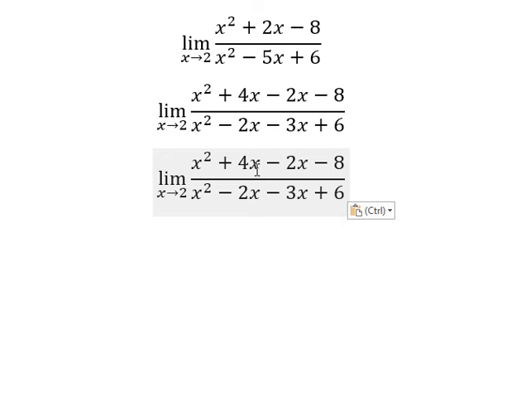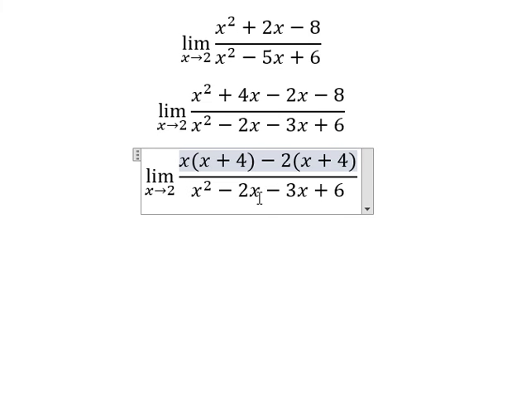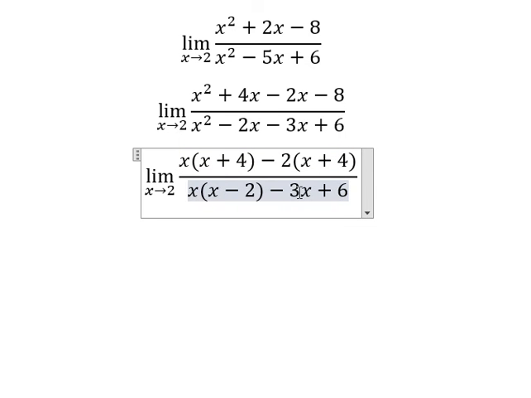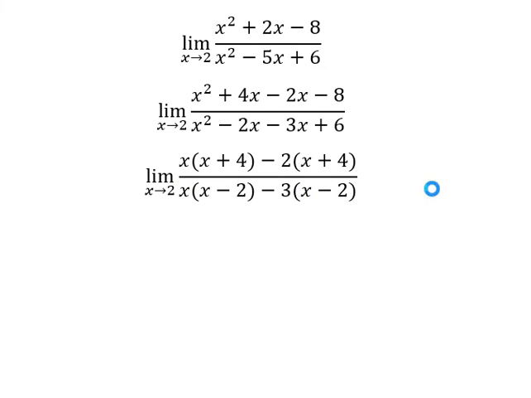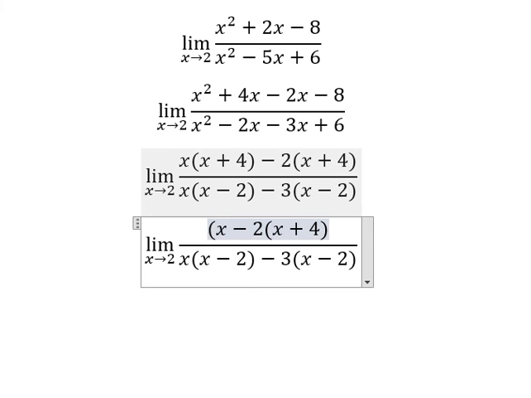Next, we can do factorization by x. This one by negative number 2. This one by x. This one by negative number 3. Next, we can do another factorization by x plus number 4. Similar for this one.